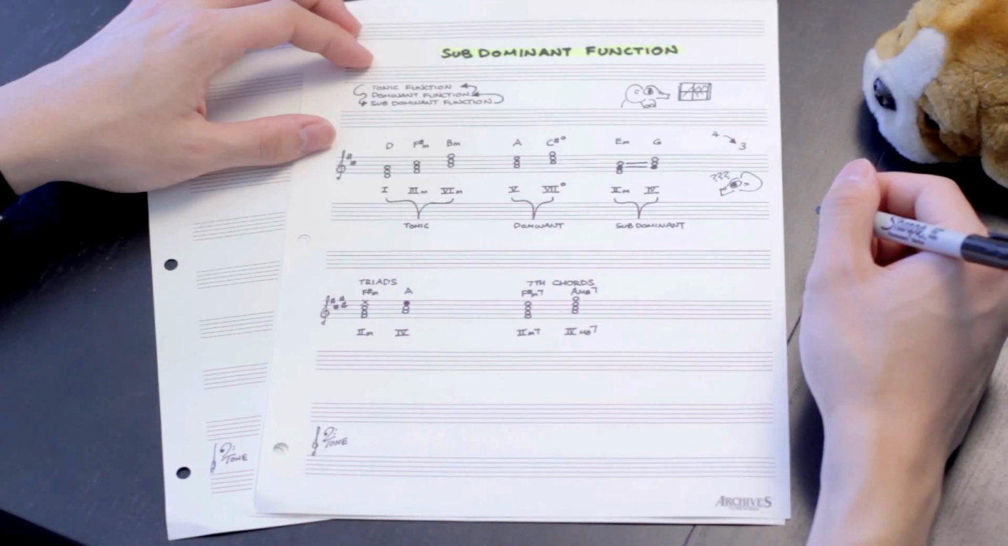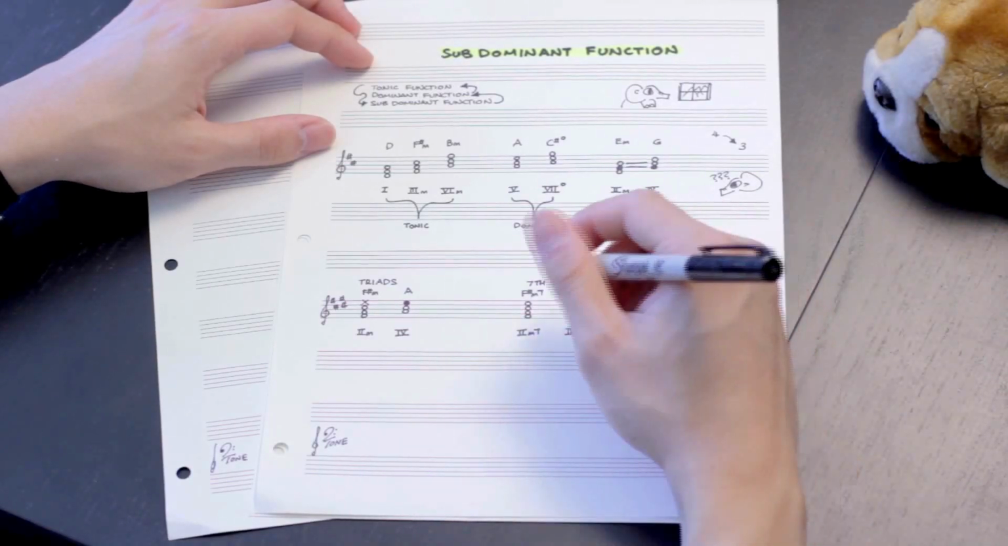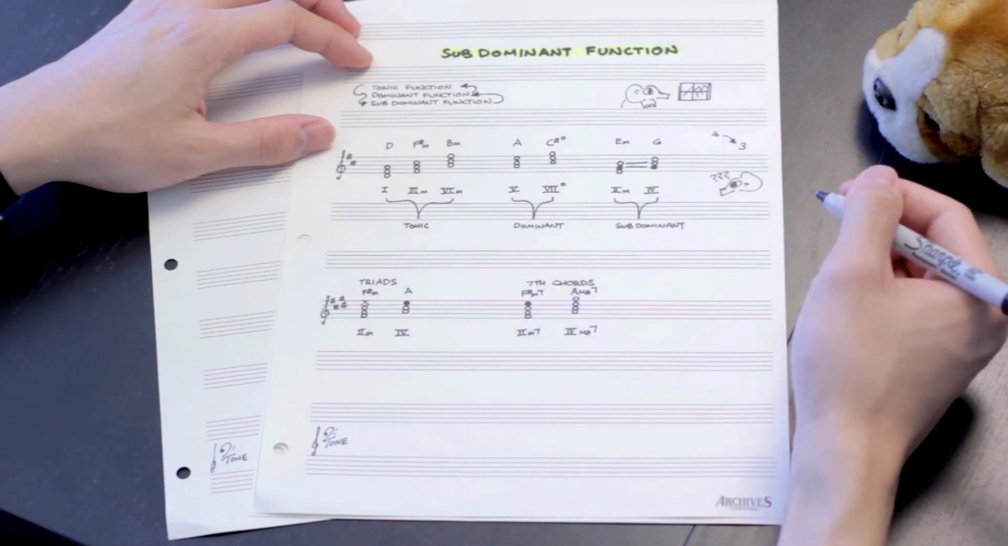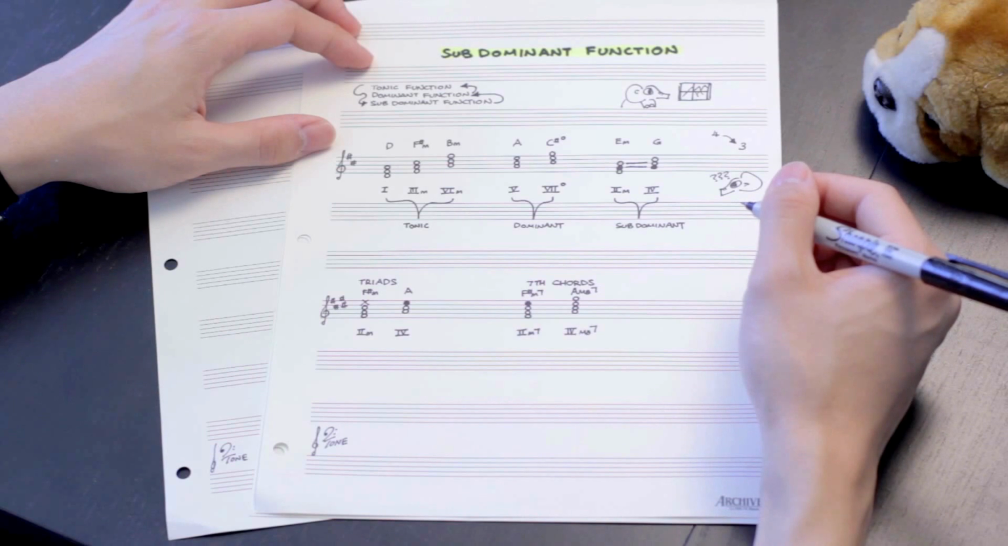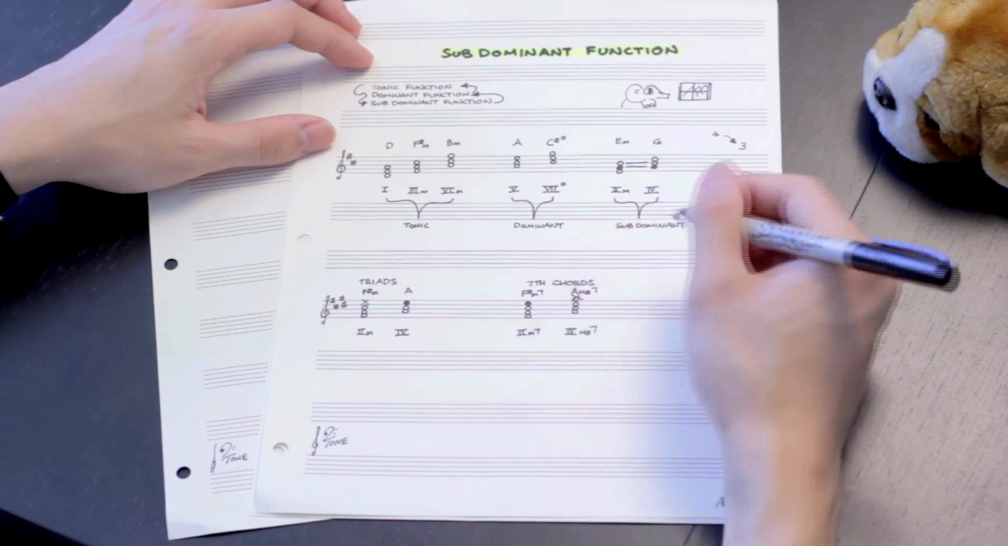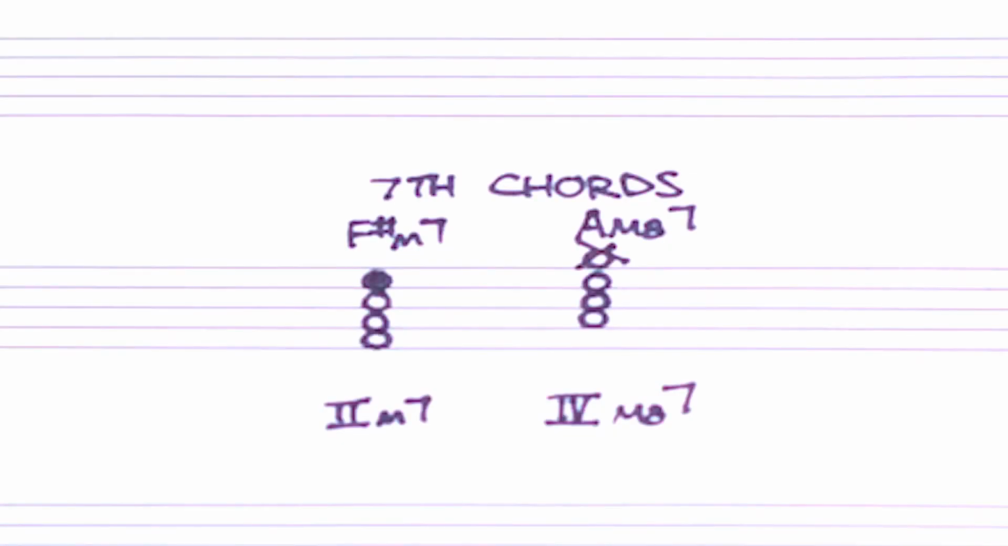However, when you add the 7th, this flips. The 2 minor 7 has the tonic as its 7th degree, gaining all the advantages the 4 major triad had. The 4 major 7, meanwhile, contains the 3rd degree of the scale, weakening the effect of the floating 4th degree that so defines subdominant function.